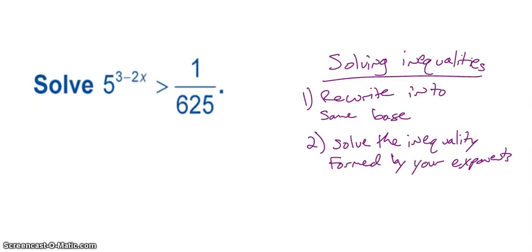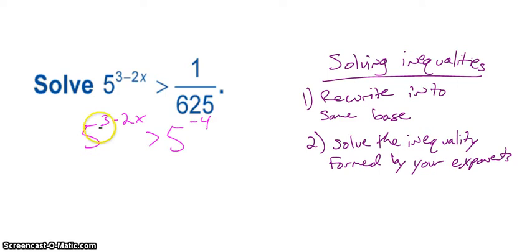For inequalities, very similar except for the fact that we don't have equations. So we're going to rewrite into the same base again and then just solve the inequality formed by your exponents. So I see 625. I vaguely remember that that is a power of 5. So I'm going to rewrite them in the same base. And that's 5 to the negative 4th. It's 5 to the 4th, but since our answer is in the denominator, we have a negative exponent.